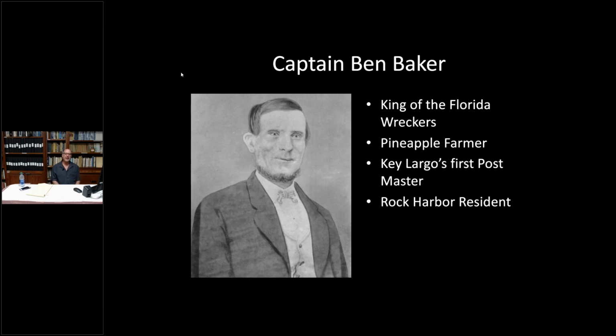And he also was Key Largo's first postmaster, as he is the one who opened up Post Office Cayo Largo. His plantation was about mile marker 98, which is really right in the heart of the area that was recognized as Rock Harbor.